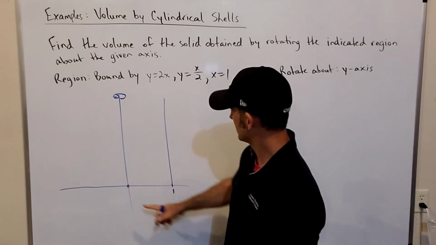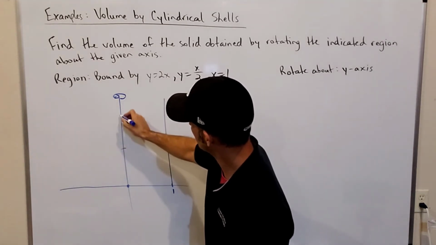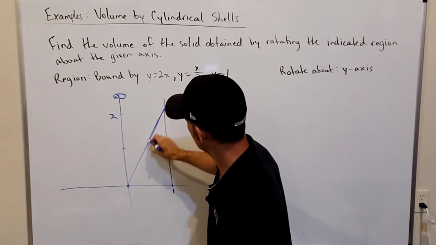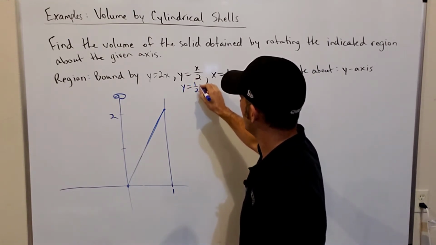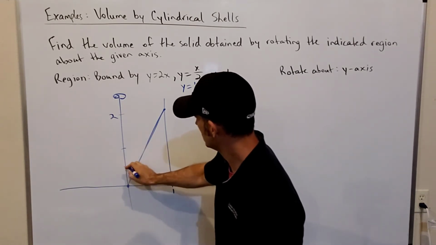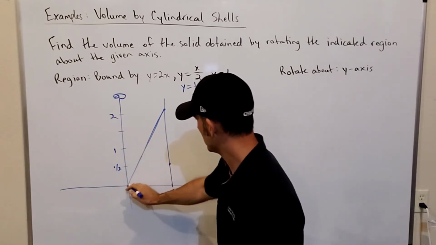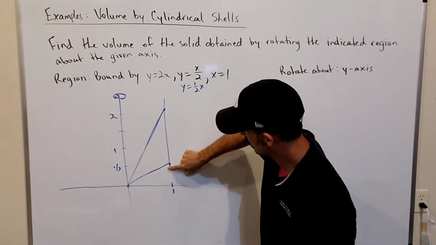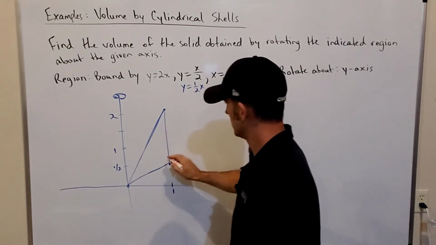Y equals 2x. Well, if I plug in 1 for x, I get y equals 2 for this guy. So this line hits there. So that's our first line. Y equals 2x is this line here. While y equals 1/2 x, if I plug in 1 there, I get y equals 1/2. So this is a half. That's 1. That's 3/2. So it's going to hit right there, approximately. And so we can see then that our region is that guy. That's the region we're looking at.